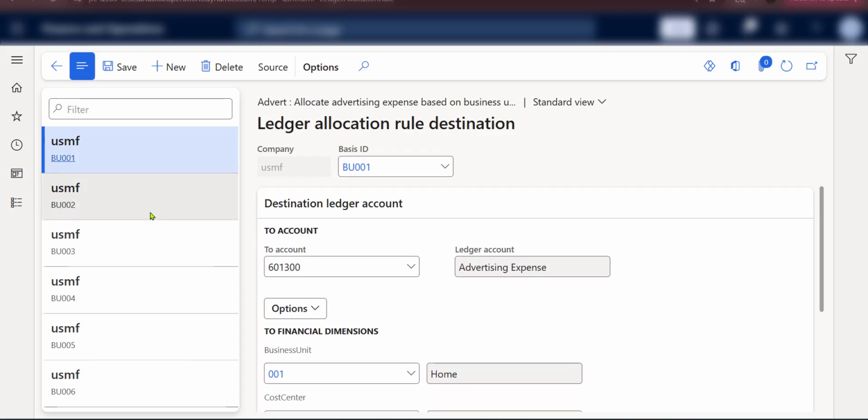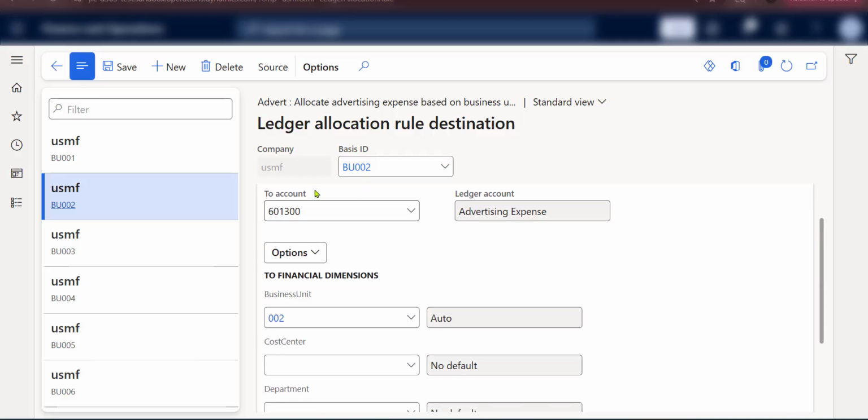Straightforward. And if we move to the BU 002, the basis here gets updated to a different basis rule we defined, right? That's sales plus BU 002. But the destination GL doesn't change, meaning that I always want to allocate that advertising expense into the same account, but having a different business unit, in my case 002.